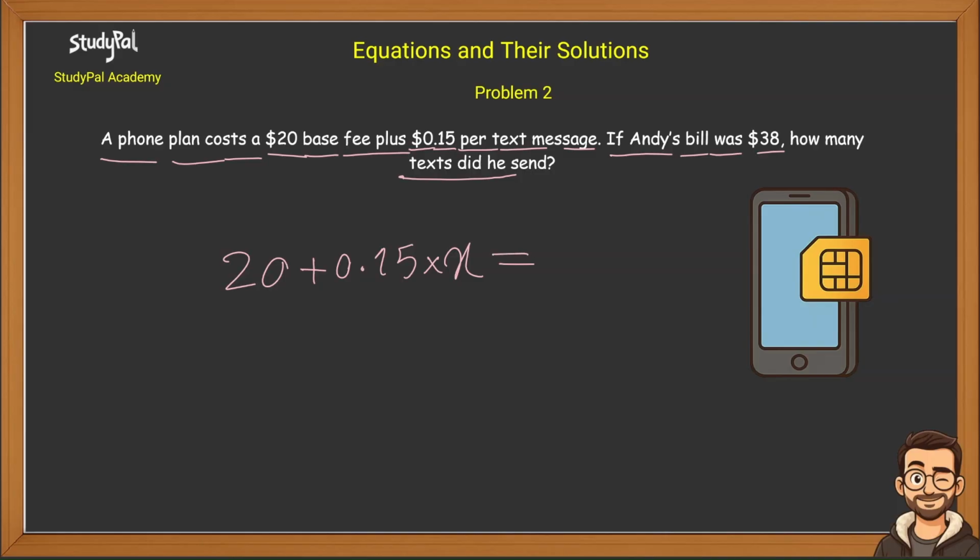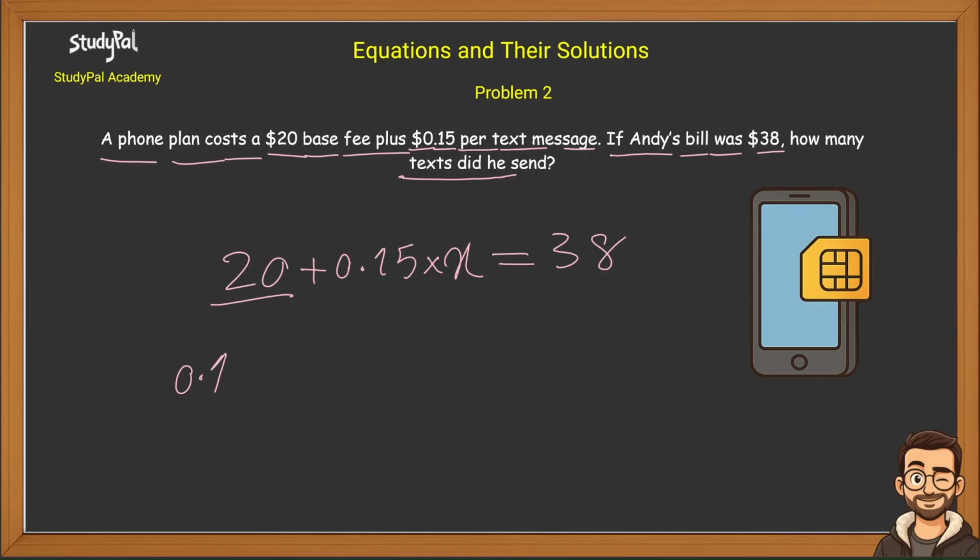The total cost or total bill should be 38. Because this is constant, this is for text messages, and in the end, you get 38, and we need to find x. It is a linear equation. So let's solve it. Again, we don't want the 20 on the left-hand side. Just take it to the right-hand side.